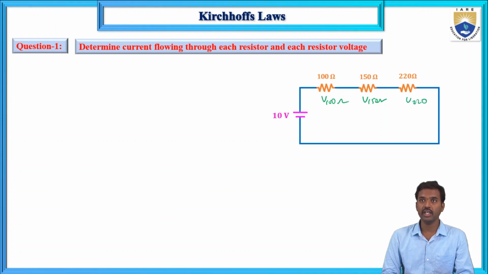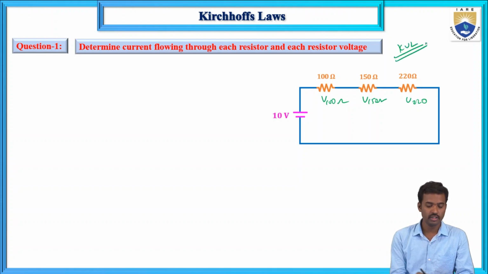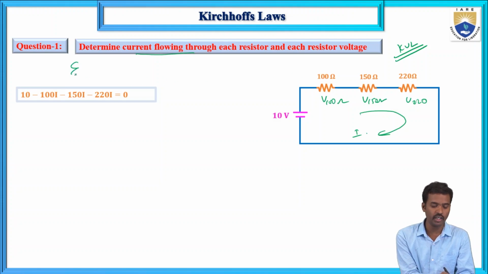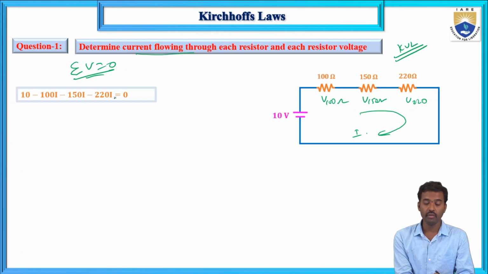Using KVL we can determine the current flowing through each resistor. This current is I. So how will we calculate this? If you apply KVL in this loop, minus 10, minus 100 I1. This is the rising voltage and this is the dropping voltage, 100 into I1, and minus 150 I1 minus 220 I. The same current flows through each element in the circuit.